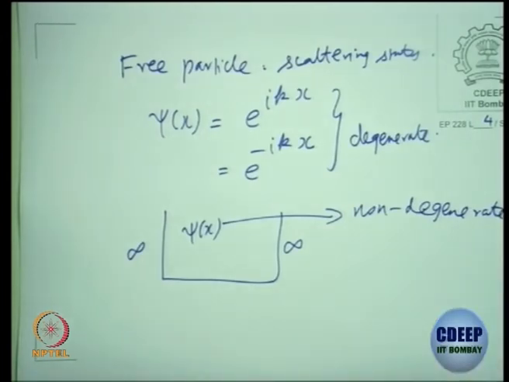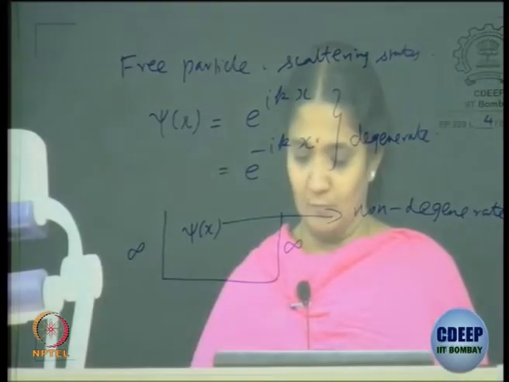Can you prove the statement that bound state solutions in 1 dimension are always non-degenerate? Once we go beyond 1 dimension, we have seen the 2-dimensional harmonic oscillator and the 3-dimensional harmonic oscillator. We see that the solutions are degenerate. Okay, this is also something which I want you to know.